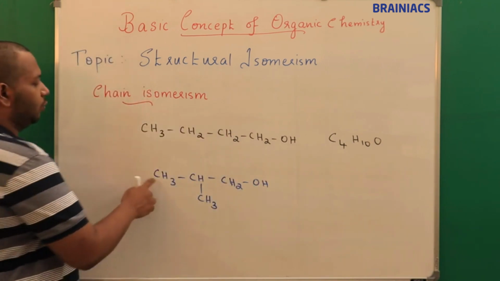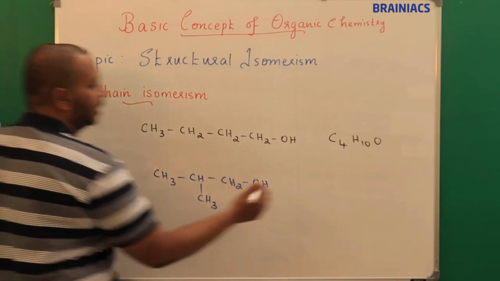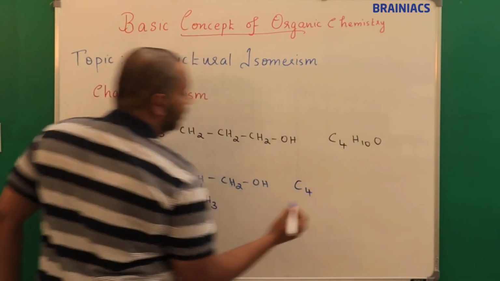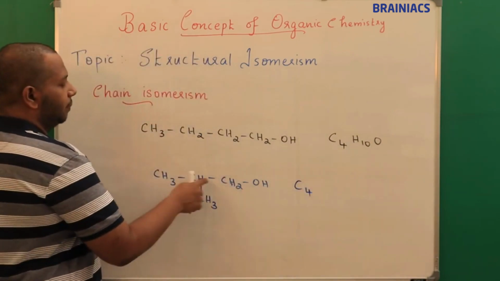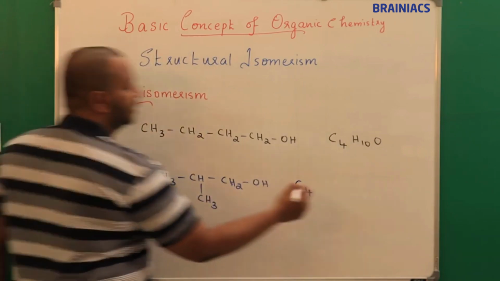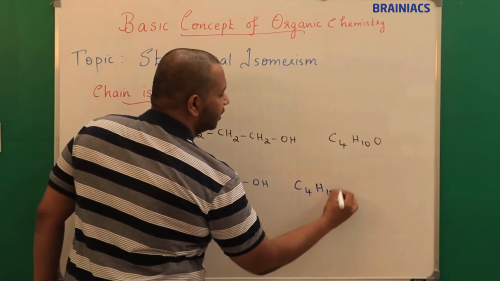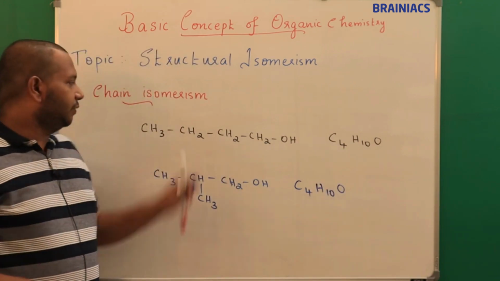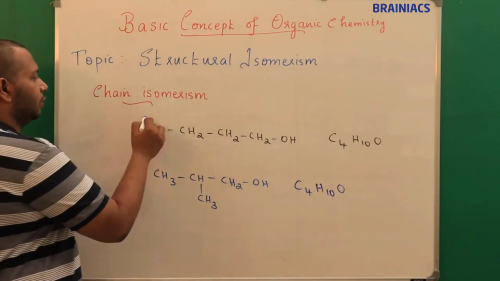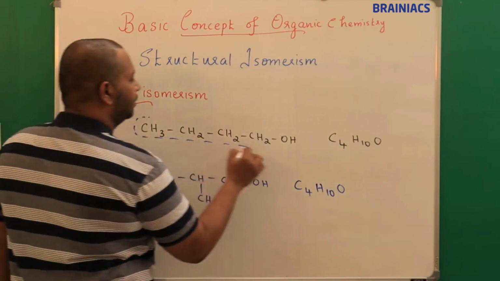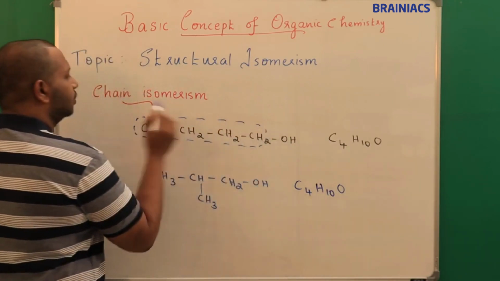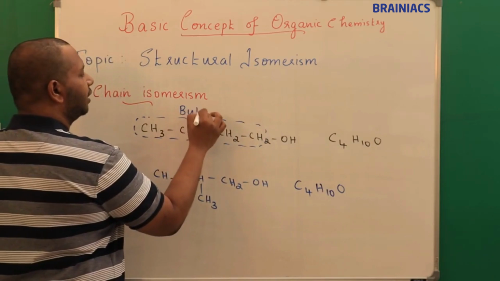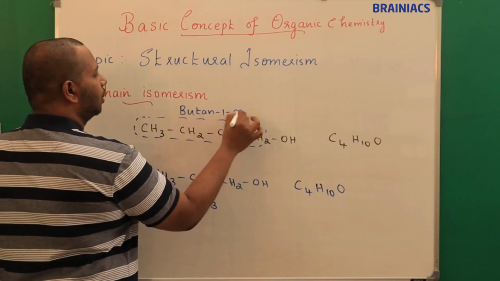Now let's calculate. 1, 2, 3, 4. Again 4 carbon atoms are there. Hydrogen 3 plus 3 is 6, plus 1 is 7, plus 2 is 9, plus 1 is 10. H10, and there is one oxygen. So both are having the same molecular formula. Now I can identify which sort of isomerism it is. So if I am choosing the parent carbon chain, this is my parent carbon chain. So this becomes butan-1-ol.